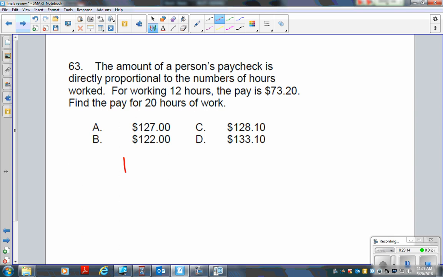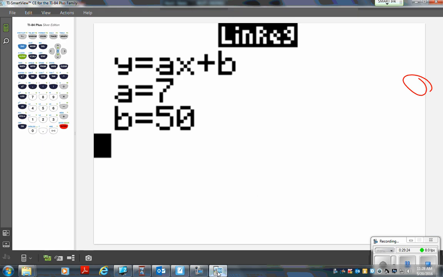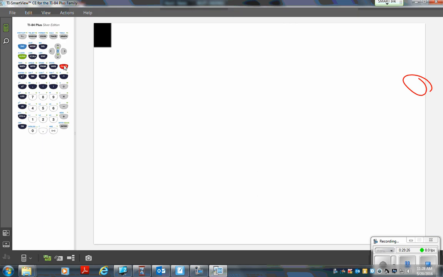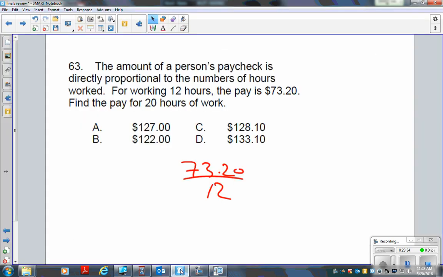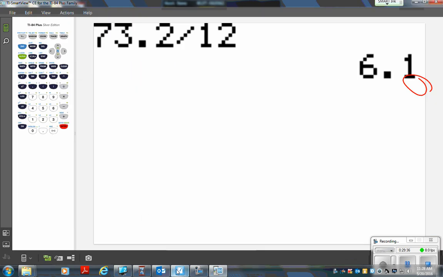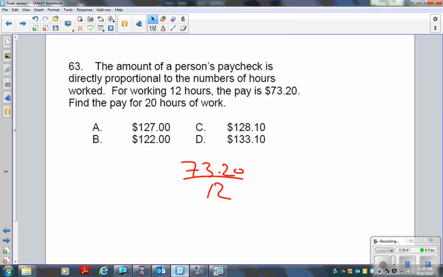If you work 12 hours and you get paid $73.20, if you divide them by each other, you'll find out how much you got paid for just 1 hour. So we go 7320 divided by 12. That's for 1 hour. You got paid $6.10. But for 20 hours of work, we just multiply that by 20. And the answer is 122.